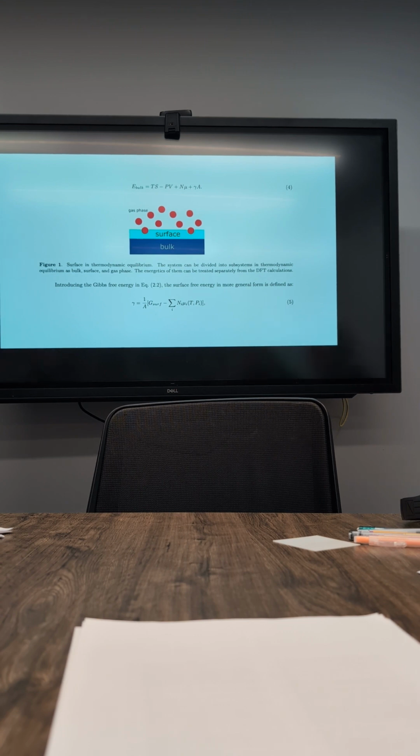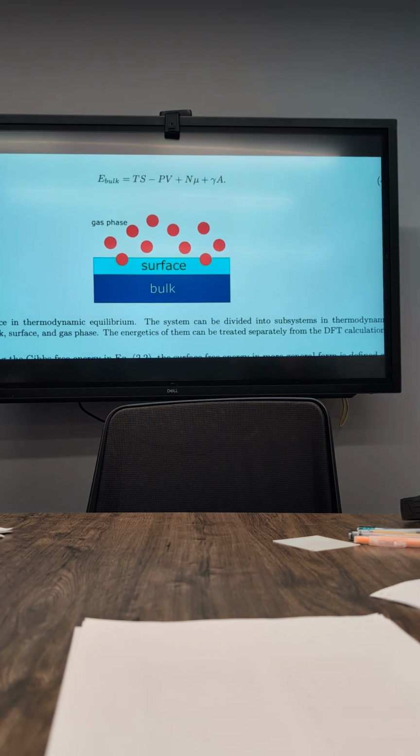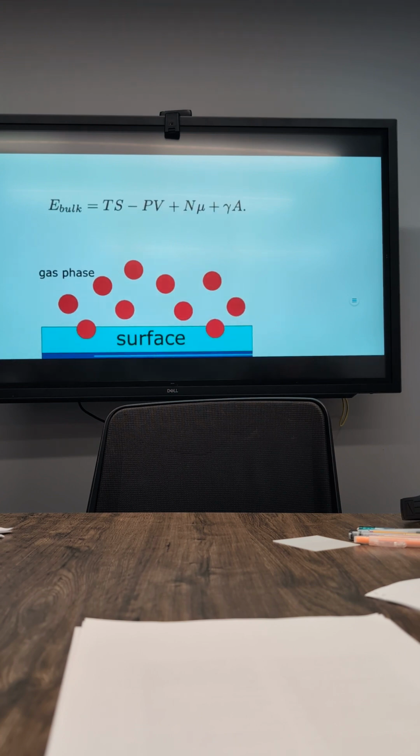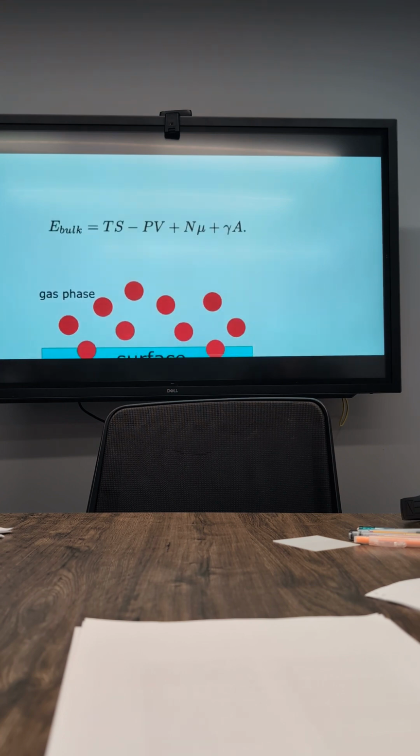Kinetics, surface thermodynamics. So you have the energy of your bulk system, and then you have the energy of your surface. And if we're thinking about the basic thermodynamic equations, you have TS minus PV plus the number times the chemical potential plus the surface energy times the area.